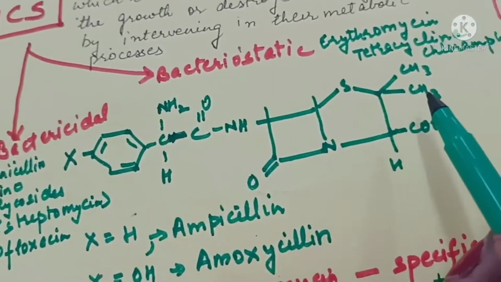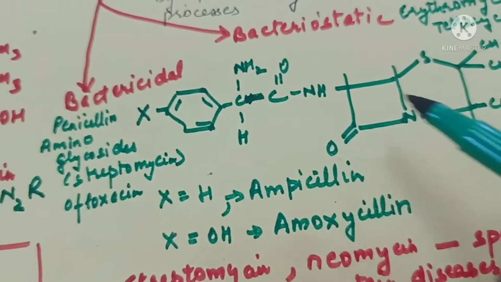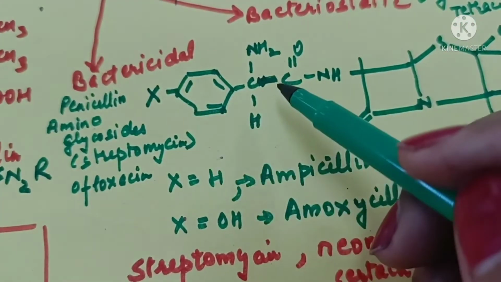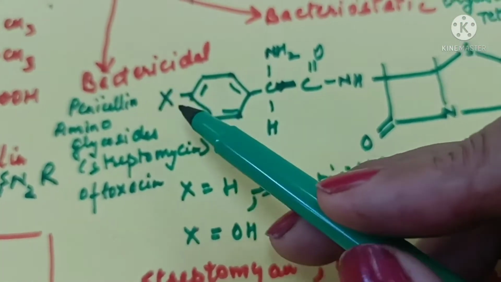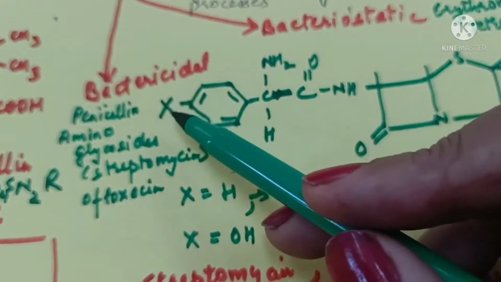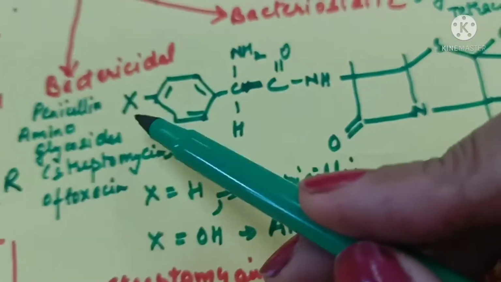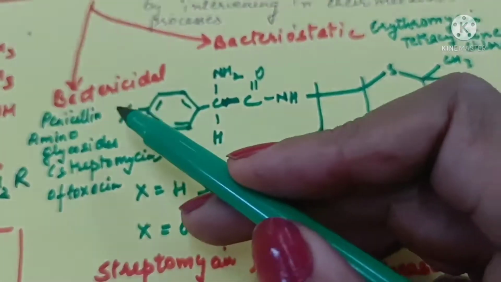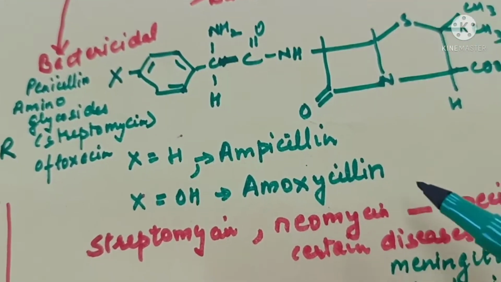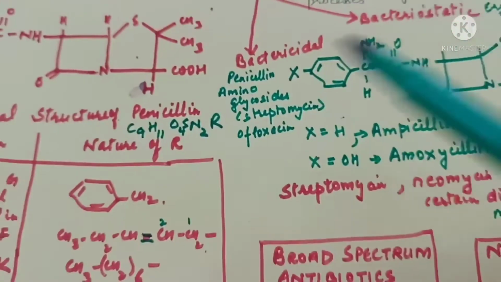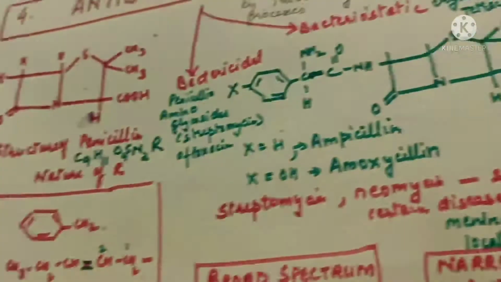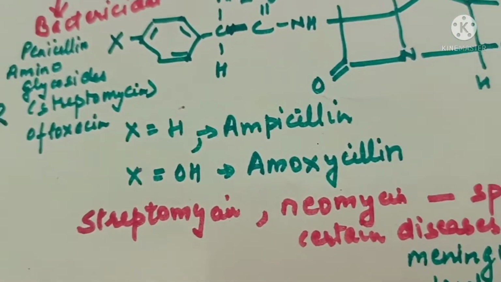So this is a structure where this penicillin part has this amino benzyl part attached to it, and if this X is H over here, then it is called ampicillin, and if the rest of the structure is same and if there is OH here, then it is called amoxicillin. This is also an antibiotic. So penicillin, ampicillin, amoxicillin, and all these penicillin varieties, these are antibiotics.